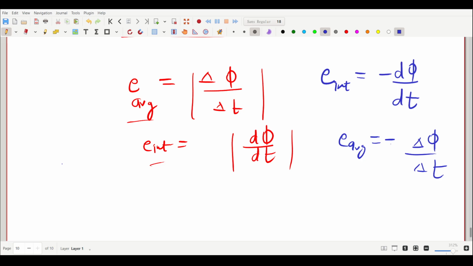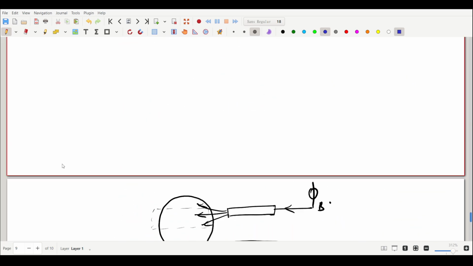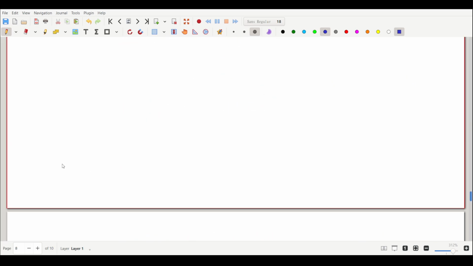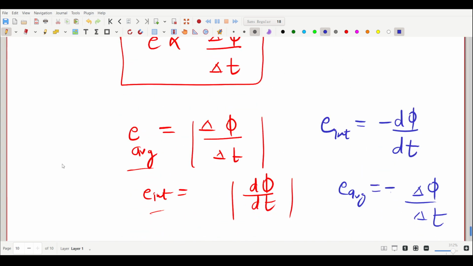What's the minus for? The minus sign, you have seen I was drawing the current in a particular direction, and it's in the opposite direction. So this EMF is being induced, it's coming from somewhere. This phi is the source. The field was already there. So this EMF, the induced thing, and the source are opposite to each other. We will talk about that in Lenz's law later.